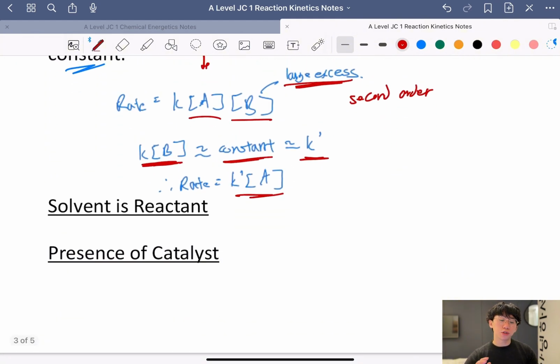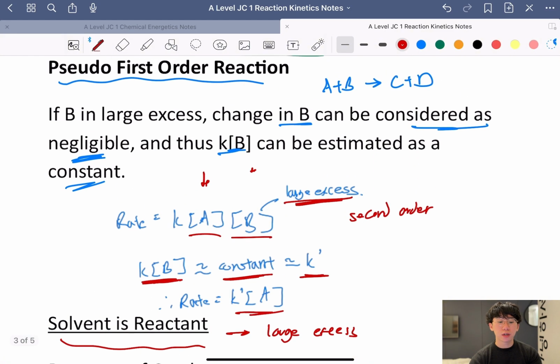There are other ways to make it a pseudo first order reaction. It's when the solvent is a reactant. In this case, you're also making it in large excess as well. Or when there's the presence of a catalyst, again with the large excess theory at the same time. I'm not going to dwell too much on the details. What's more important for you to know is how to derive this pseudo first order reaction and the theory behind it.